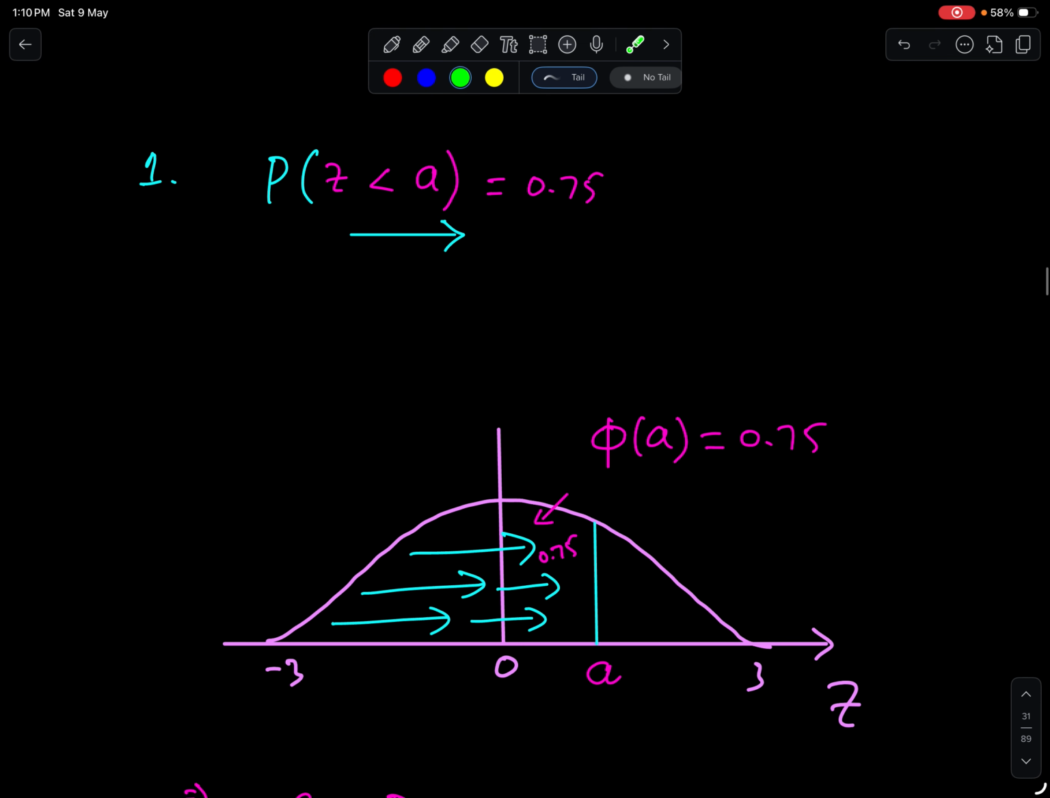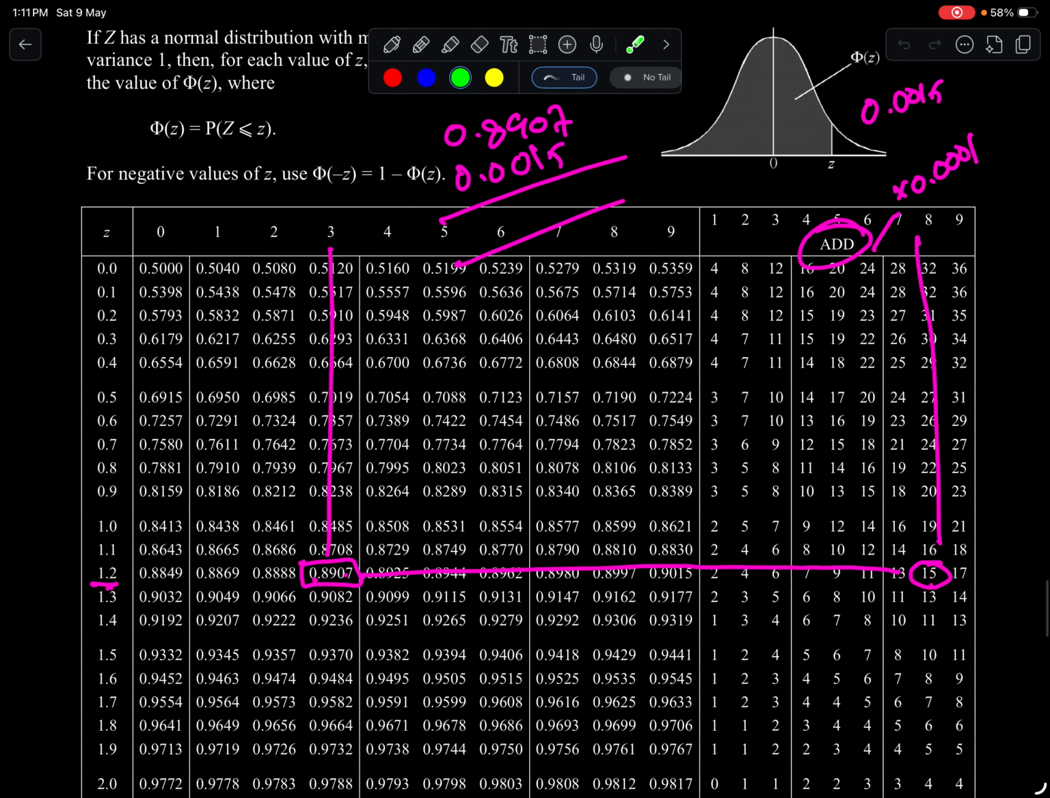And why do we shade? To check the position of this, whether this is on right side of 0 or left side of 0. Now this area, shade in this direction. Cross the central line, because this area is greater than 0.5. So this A is here. So phi of A is equal to 0.75. Right? So A is phi inverse 0.75. Now let me tell you how to find phi inverse 0.75.